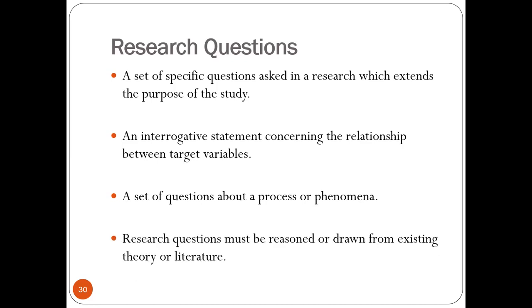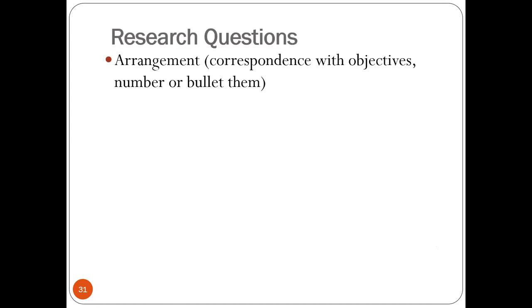A research question must be reasoned. It must be drawn from the existing theory or literature. So you see, everything is linked together, and when you understand this, it makes your work very easy. Okay, so let's see how you arrange them, corresponding with the objectives. You must arrange them from the simplest to the complex. We don't start from complex to simplest.